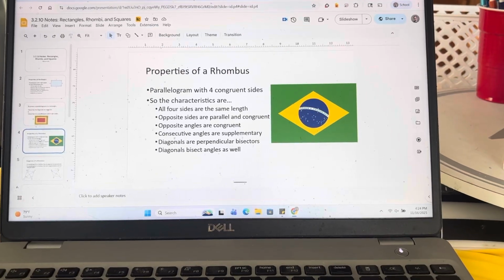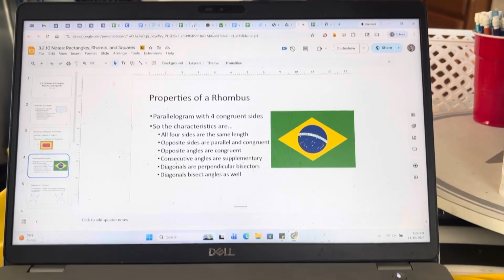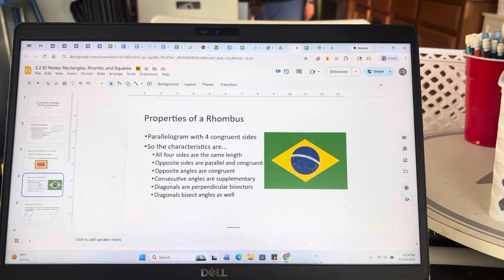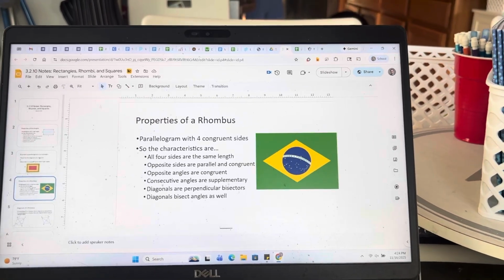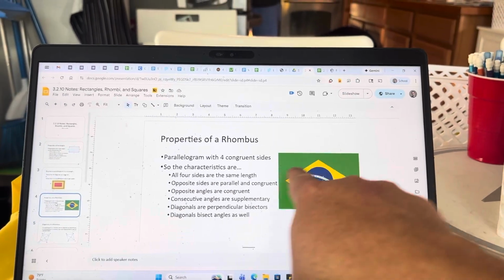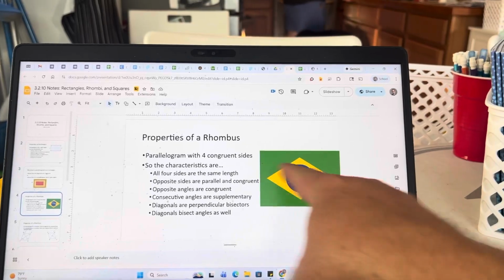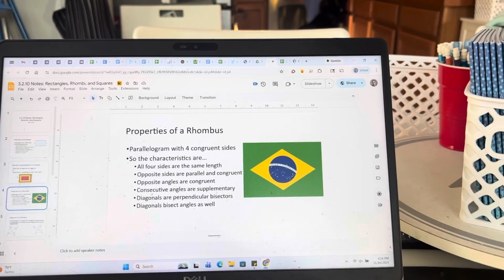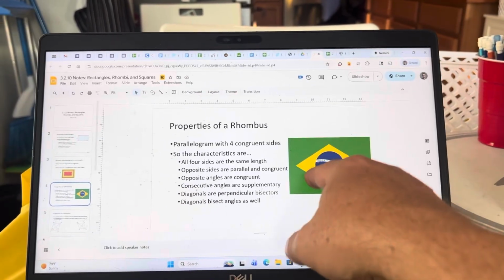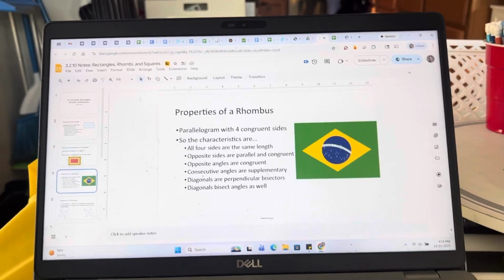The next one is the rhombus. The plural is actually rhombi. It's kind of a weird thing, not rhombuses. If you are dealing with a rhombus, which this inner shape here on the Brazilian flag is, it's a parallelogram and all four of the sides are congruent.